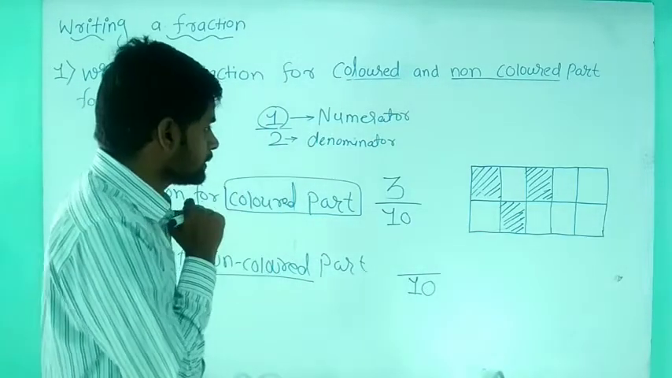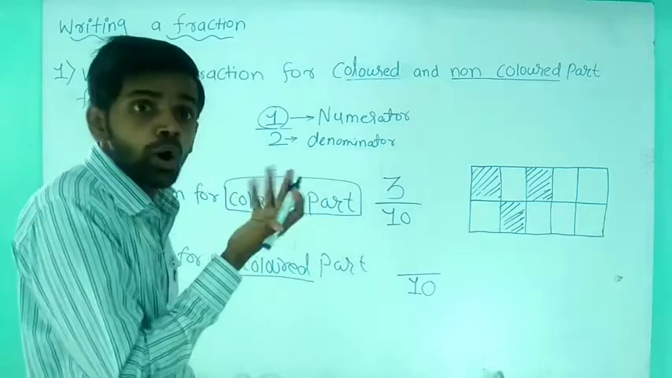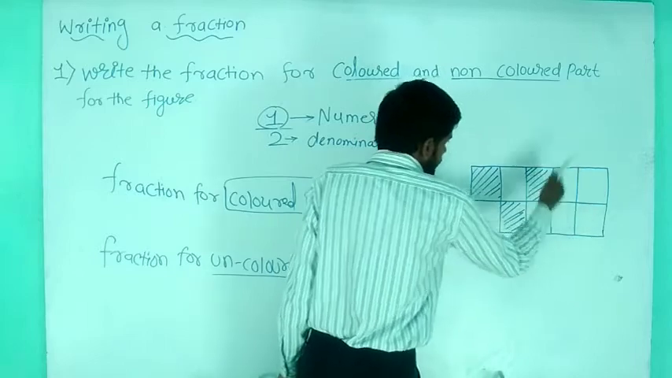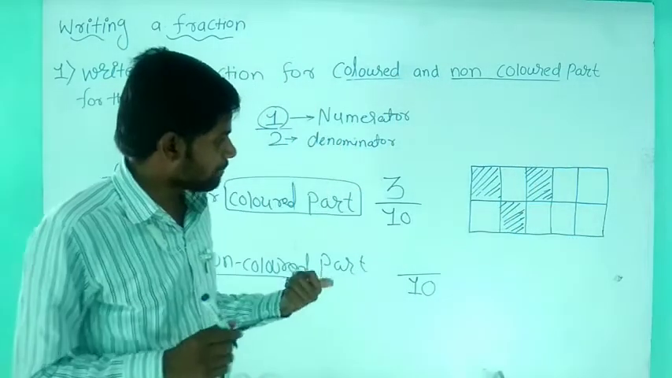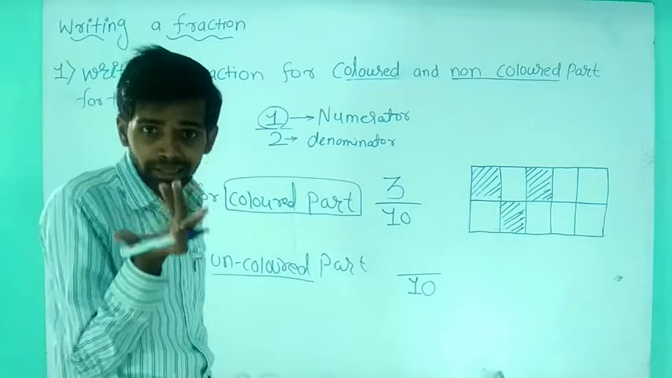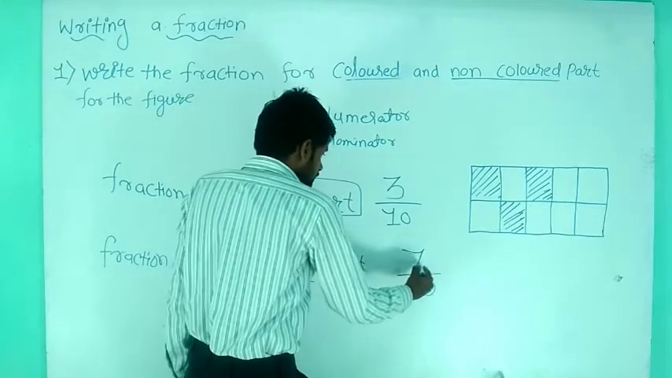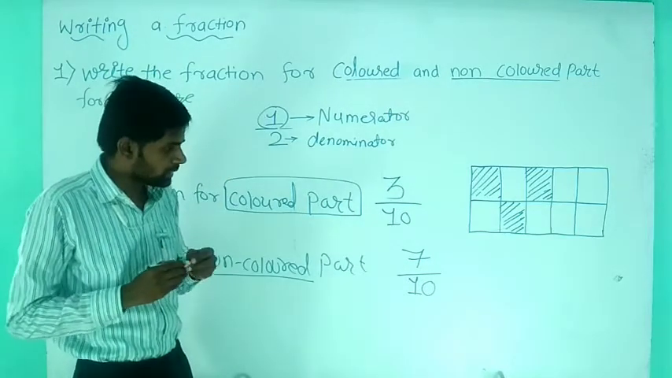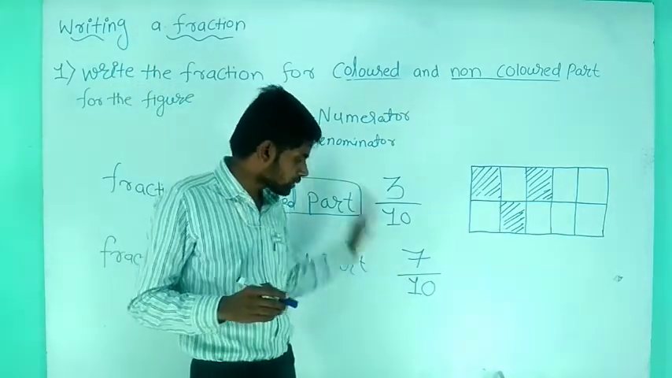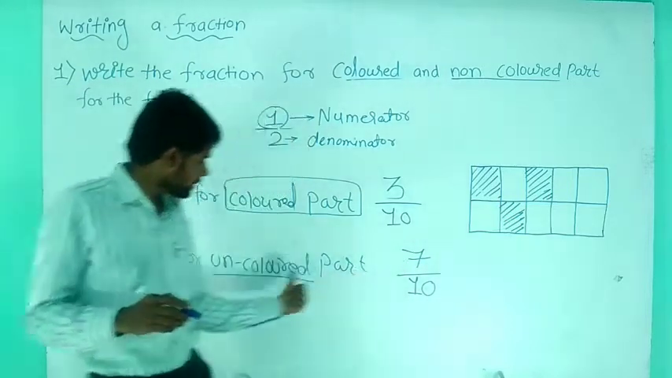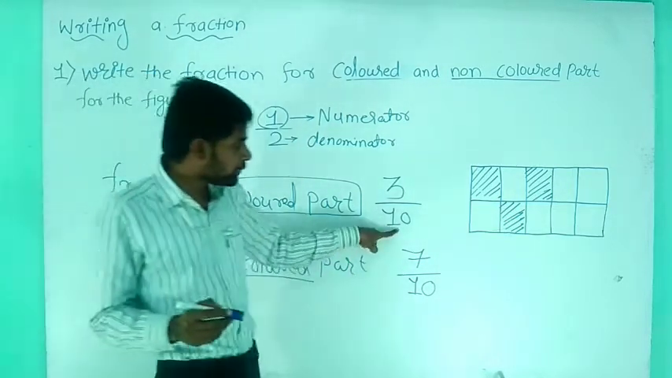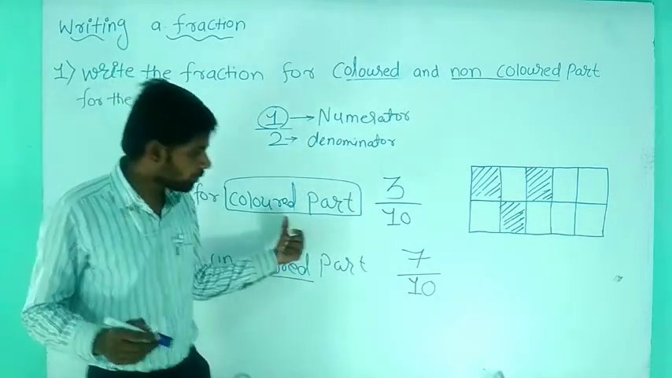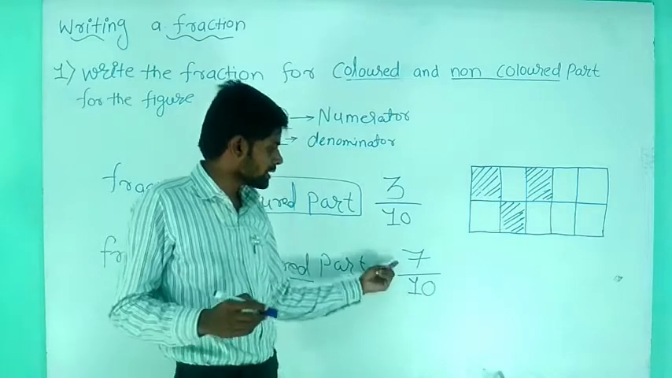The uncolored part, the one we did not color, will be on top, that is, in the numerator. So how many parts are not colored? Let's count. 1, 2, 3, 4, 5, 6 and 7. So there are 7 parts which are not colored. So I will write 7 here. So that is 7 by 10. Listen everyone, it is very simple. Out of the 10, 7 are uncolored, and out of the 10, 3 are colored. Got it everyone?